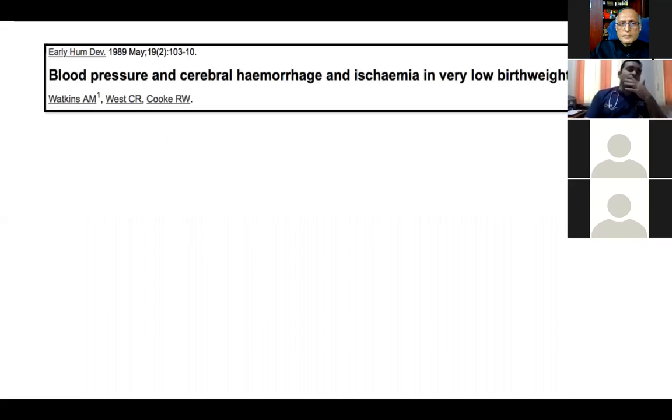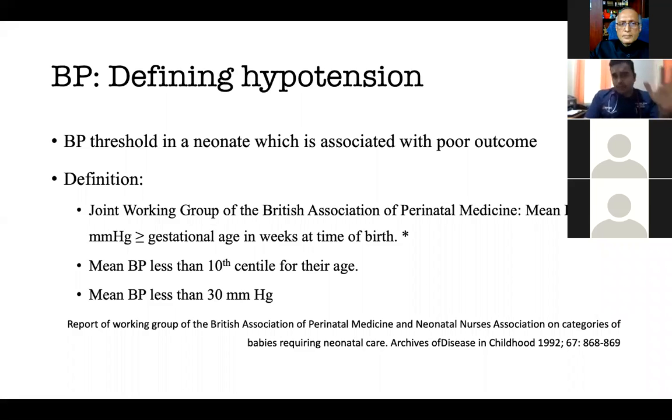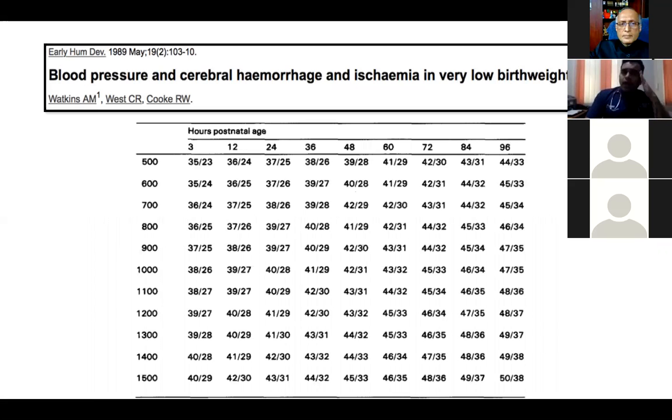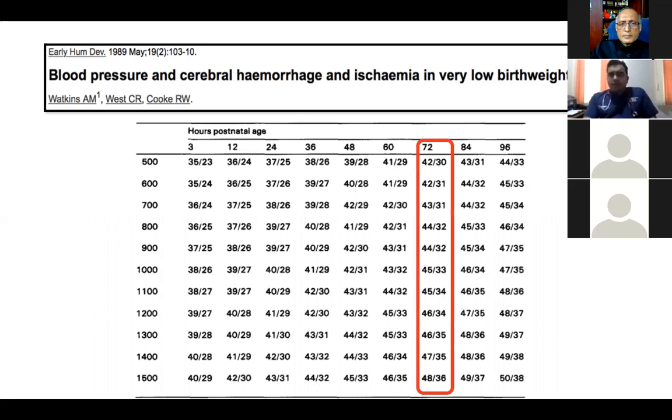Now, what is the problem with these definitions? It again shows that the definition of blood pressure is very varied in the case of a neonate. This was a study where they assessed blood pressure and cerebral hemorrhage and ischemia. In the study, the second value, at 72 hours, that is 30-31, is the mean blood pressure after 72 hours of age.